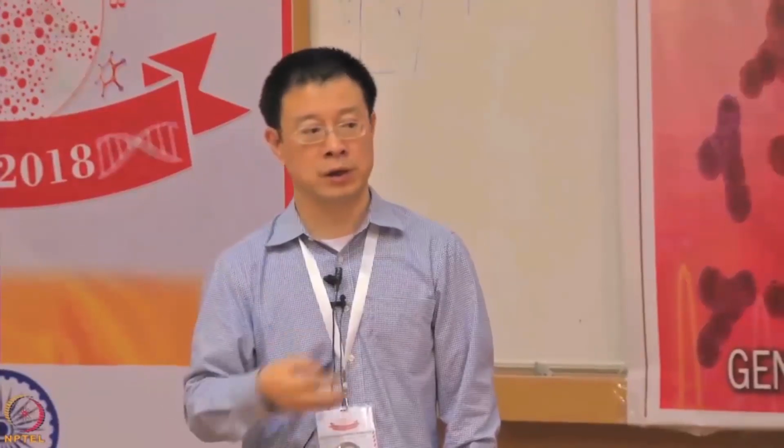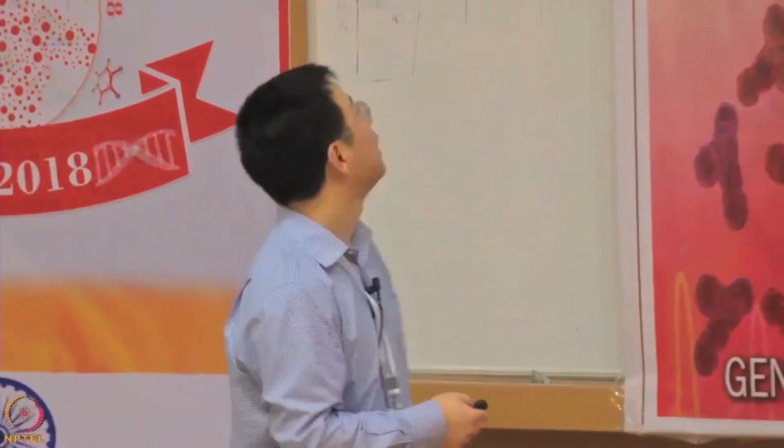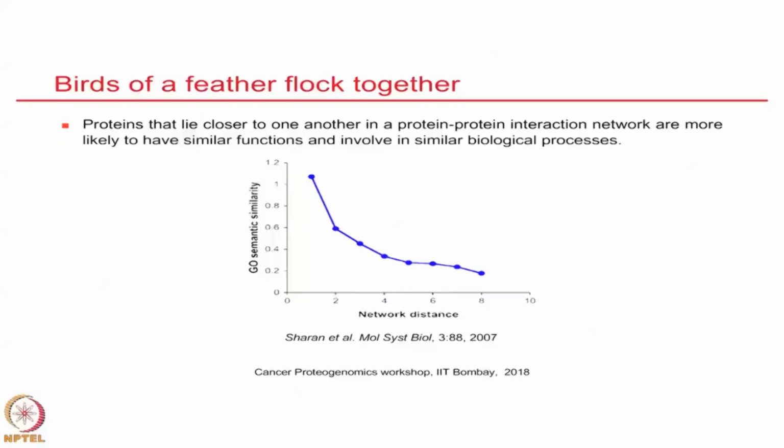At the end, I want to talk about how we can use this network to help analyze our own data. This is based on the observation that the nodes in the network are not randomly connected. Usually, genes or proteins that are functionally similar to each other are more likely to be connected to each other in the network.